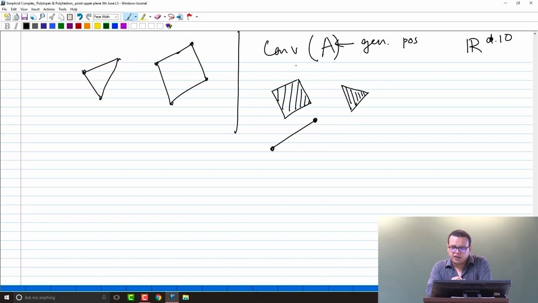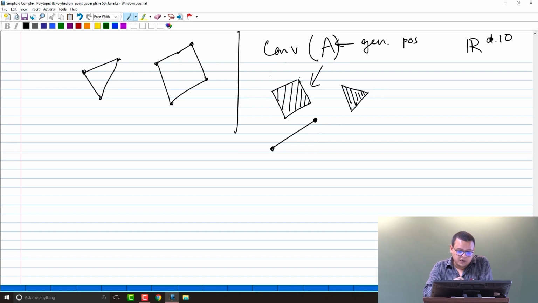So, any subset of size less than or equal to d plus 1 will be affinely independent. That's it. But if this square was present, these 4 points in R10, they are affinely dependent, right, in R10.